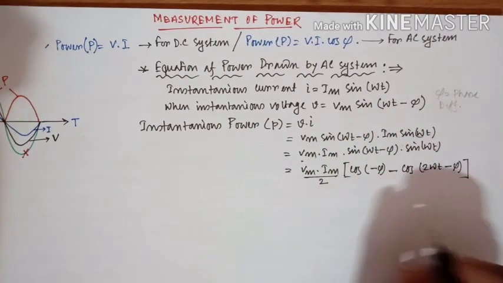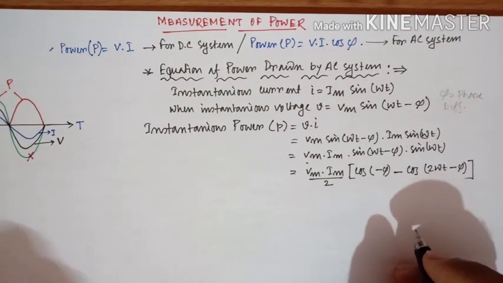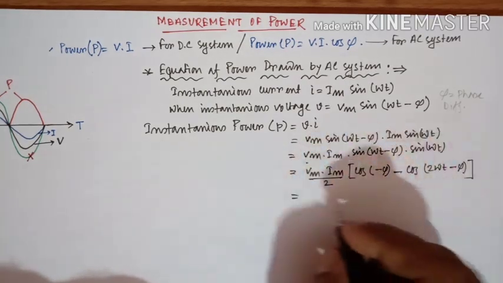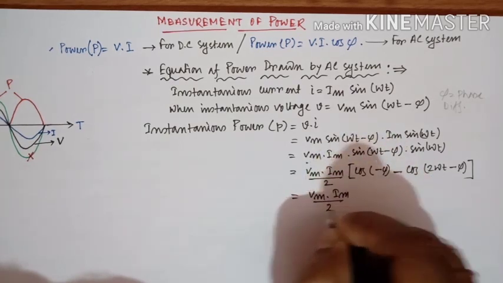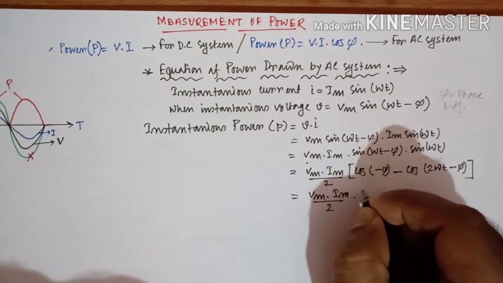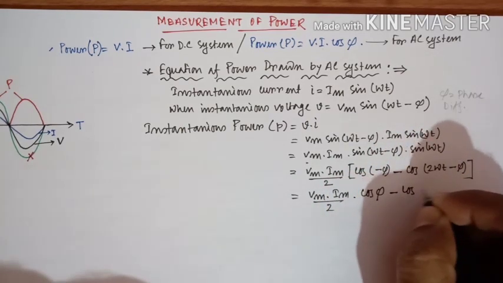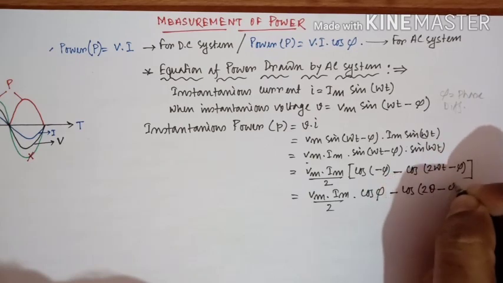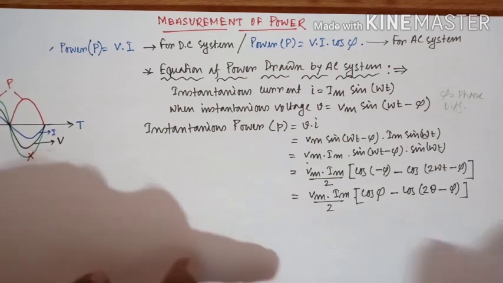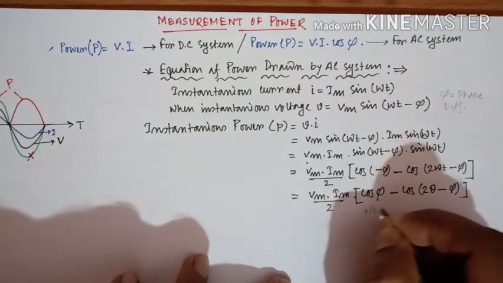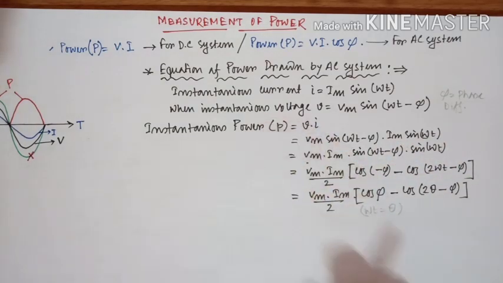Now cos minus theta is equal to cos theta, so that does not make any difference, so that does not make any change. So we can write it down in this way: Vm into Im divided by 2 into cos phi minus cos of 2 theta minus phi. So what is theta? We have assumed theta is equal to omega t. Okay, so that is the instantaneous power.